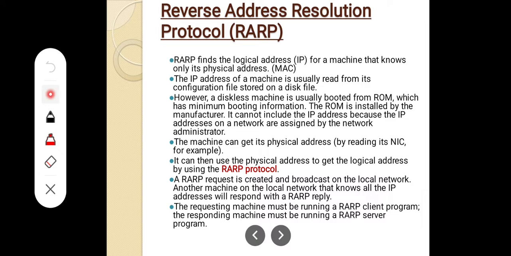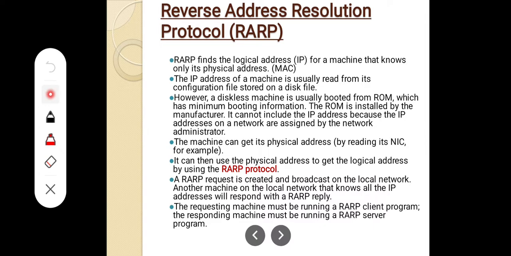But in order to get the IP address, if he knows the MAC address, we use a protocol called RARP. Clear? That is what is being said here: the station can then use the physical address to get the logical address using the RARP protocol. What is the physical address? The MAC address. Using the MAC address he can get the IP address of the machine using the RARP protocol.